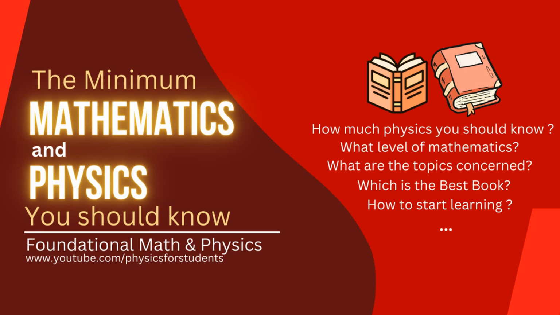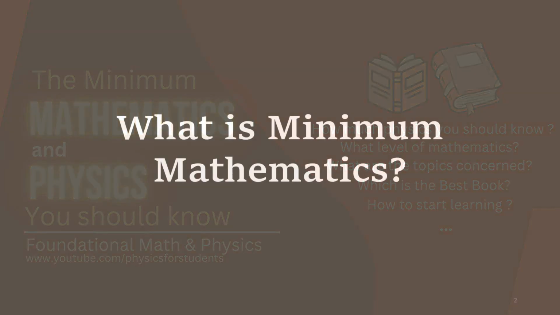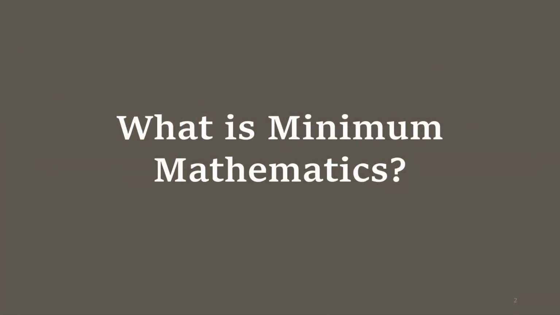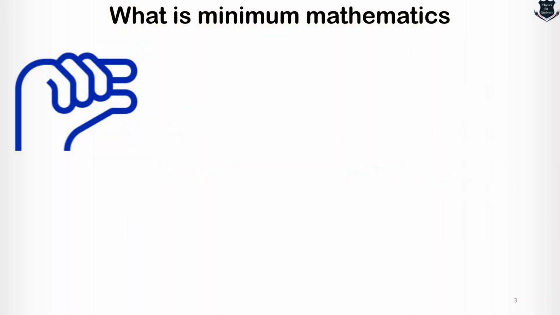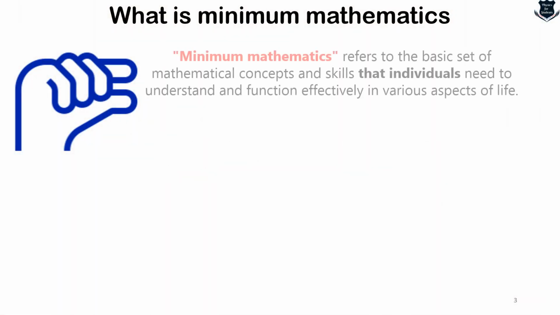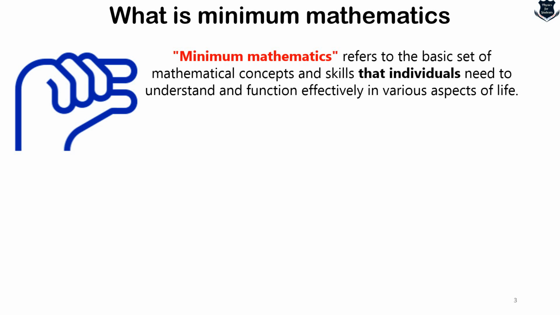Now, when we talk about this very specific phrase or term, what is minimum mathematics? This is something we need to know. Minimum mathematics typically refers to the foundational level of mathematical knowledge required to understand and apply basic mathematical concepts. It may vary depending on the context, but generally it includes fundamental arithmetic operations like addition, subtraction, multiplication, division, basic algebraic expressions, understanding fractions, and basic statistics.